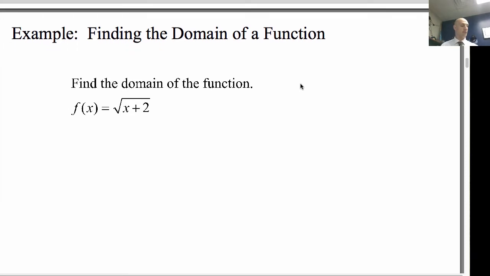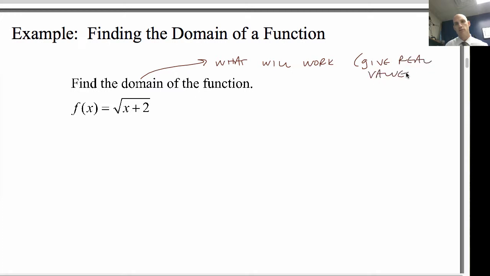If I'm looking at the domain of a function, I'm asking what will work? Meaning give real values for y. Okay, so I put in this domain, whatever it is. It's got to spit out a y value that's real, that shows up on the graph. And so another way to think about this is what will break it?